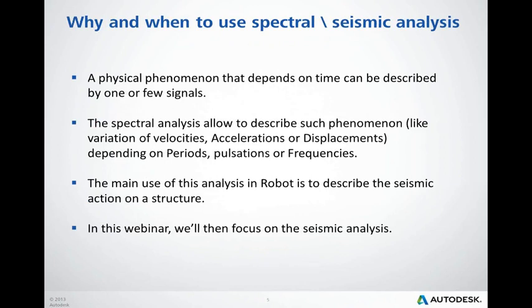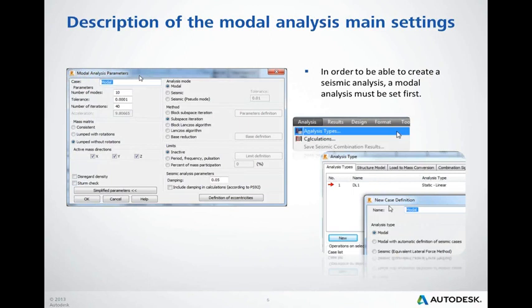Why and when to use spectral or seismic analysis? The main use of this analysis in Robot is to describe the seismic actions on a structure. In order to be able to create a seismic analysis, a modal analysis must be set first. It can be done in the analysis types window by creating a new case and selecting modal analysis types.